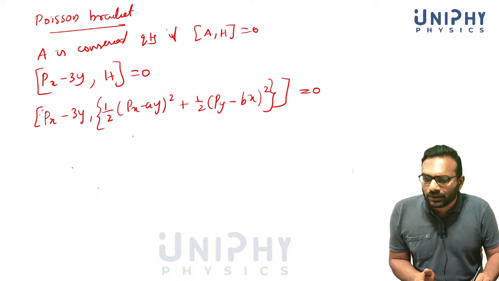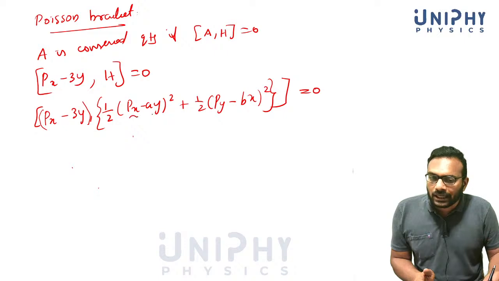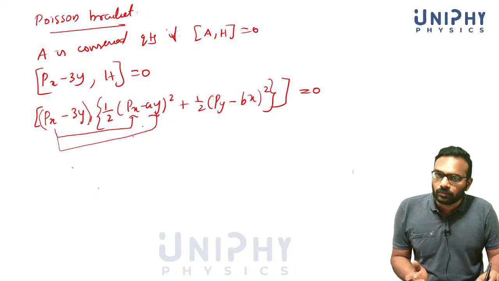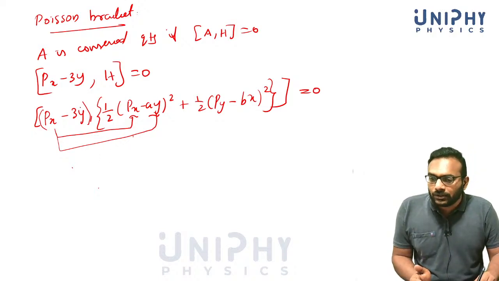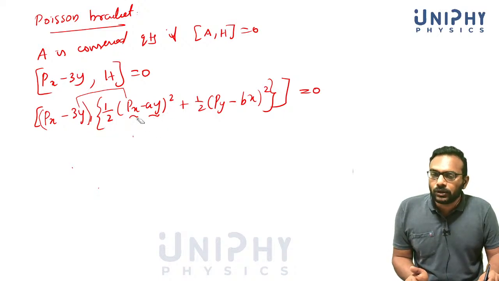So let's just check. We have got px minus 3y here, and here we got px minus ay. So we just check the Poisson brackets. Px with px is 0. Px with ay is 0. Px with x is non-zero, but px with ay is 0. And you see that y with px is 0. Y with y is also 0. So in this Poisson bracket, the only non-zero contribution comes from here.